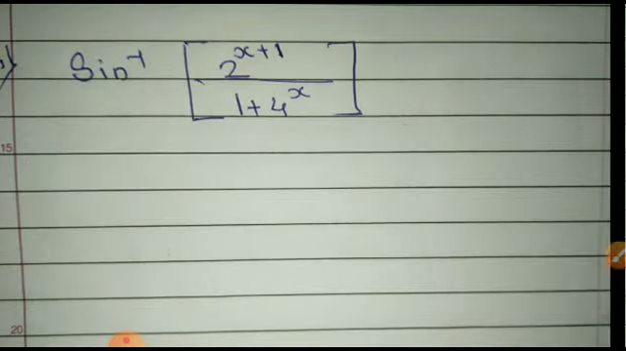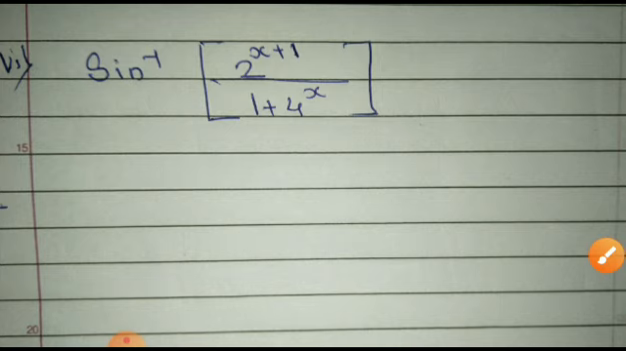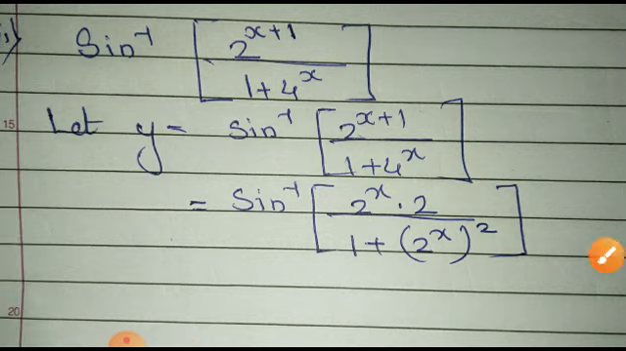Okay, clear? Now the last one. Sine inverse of 2 raised to x plus 1 by 1 plus 4 raised to x. See how to simplify this question. I can write 2 raised to x plus 1 as 2 raised to x into 2 raised to 1, using your exponential form. Same, 4 raised to x I can write as 2 raised to x bracket square. Now see, the same thing I have written here.